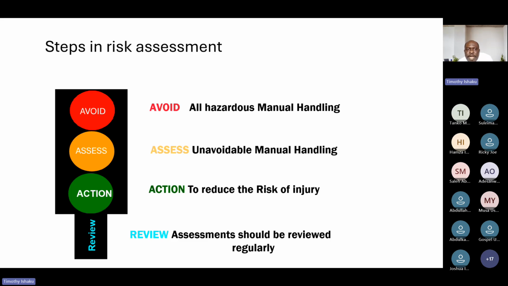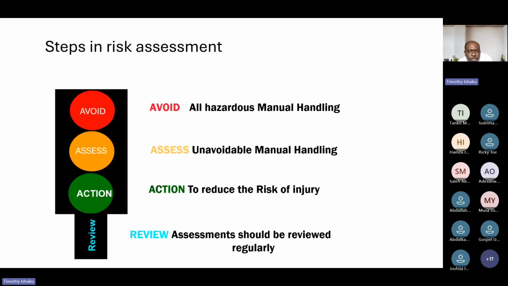But if you can't avoid it at all, you assess the unavoidable handling techniques. That includes analyzing the task using the TILE system. What is the task that you need to do? Earlier on, somebody mentioned heavy patients. What is the task that you need to do?